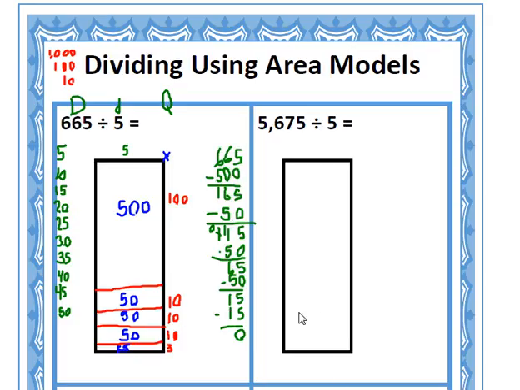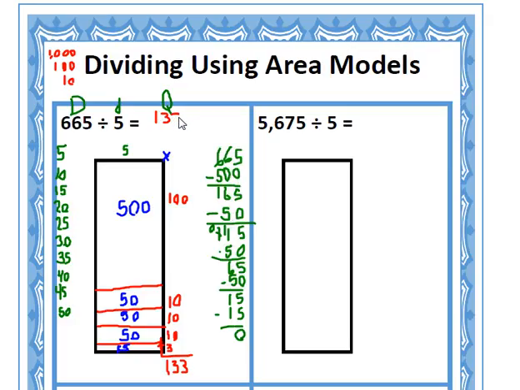My last step is to add up all these partial quotients here. So we kind of made these partial quotients. We took chunks out. Now it'd be easier if I lined these up a little bit better. But let's think about it. 10, 20, 30. 30 plus 3 is 33. 33 plus 100 is 133. All right, so do you see how that worked? Our quotient is going to be 133.